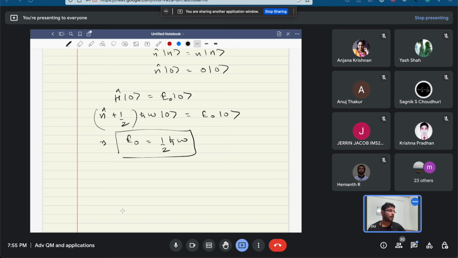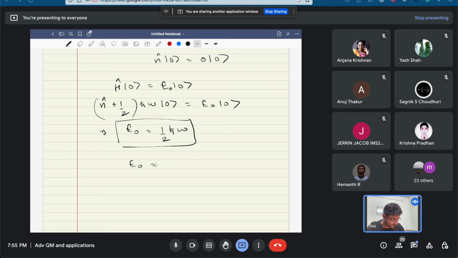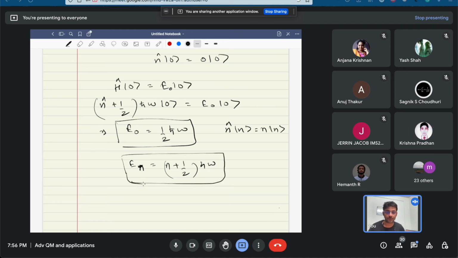For the nth energy, this basically comes out to be E n equal to n plus half h bar omega, because when you are operating on this n level, you essentially get just n. So for the nth energy, you will end up with this kind of an expression, n plus half h bar omega.